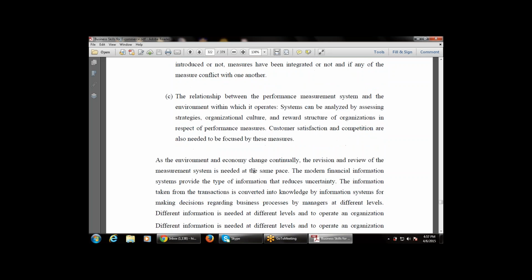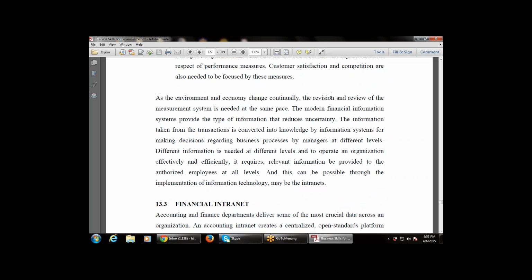The next paragraph says, as the environment is changing on a continuous basis, the revision and review of the measurement system is needed at the same pace. As newer technologies emerge and new information is used, the revision and review of the measurement system is required at the same pace. Whenever there is a requirement for new technology or a changing demand, the environment keeps changing, which also impacts the various measurements taken at different levels.